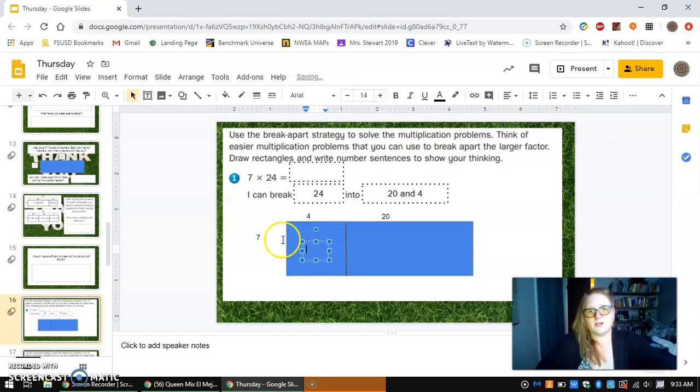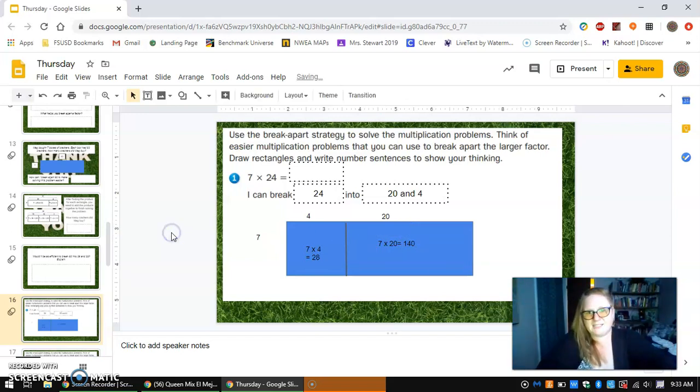Well, I know for sure that 7 times 3 is 21, plus another 7 would be 28. So I'm going to do 7 times 4 equals 28. All right. And then I'm going to add another text box. And then 7 times 20. Well, I know that 7 times 2 equals 14. So 7 times 20 has to equal 140.